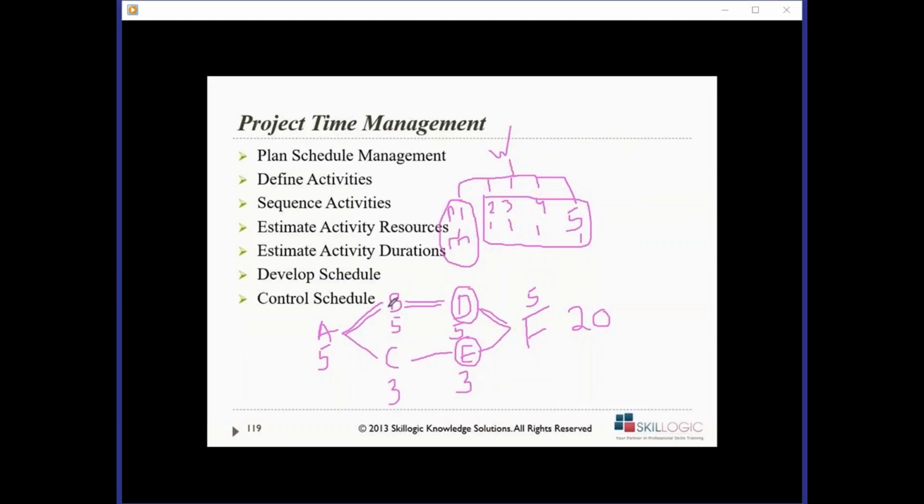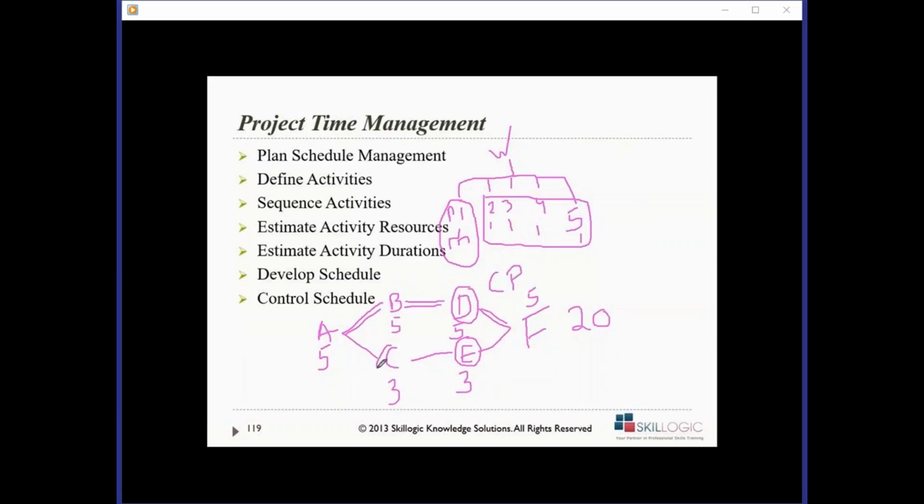Now this longest chain that we have is also called the critical path. What is the critical path? Critical path is the path on which you cannot miss the timeline even by a single day. If you miss the timeline, your project will be delayed, right?